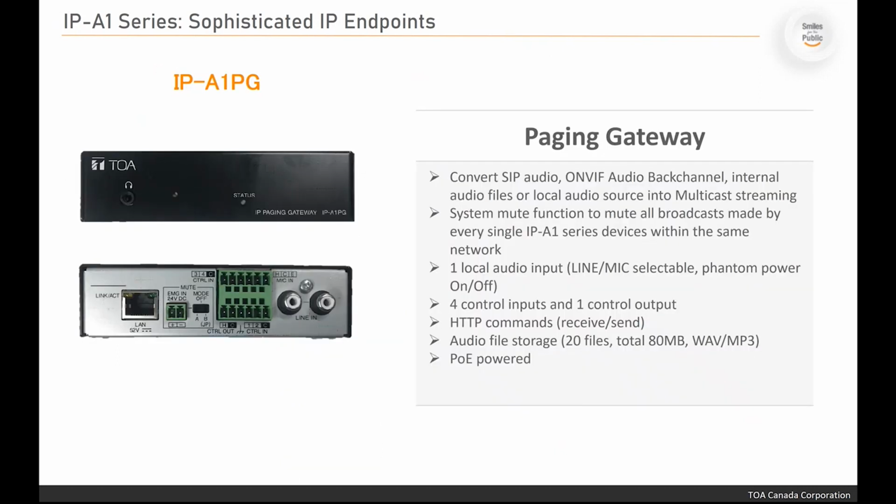Let's start with the PG, which is our paging gateway. It can convert SIP audio, ONVIF audio back channel, and internal audio files or a local audio source that is connected to it into multicast streaming. The device is able to do system mute functions to mute all broadcasts made by every single IP-A1 series device within the same network. It has one local audio input, line or mic selectable, with phantom power on/off.